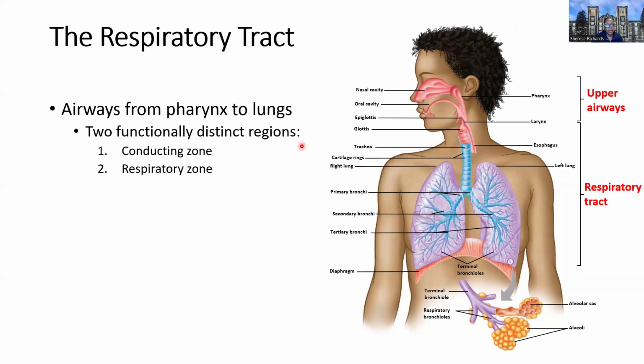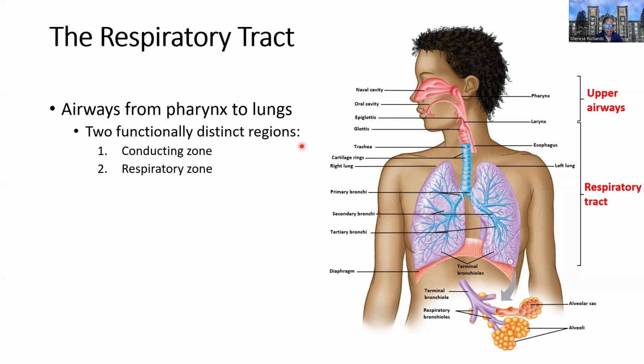Now we want to think about the functional distinction. That was more of a structural distinction, upper airway versus respiratory tract. The functional distinction is conducting zone versus respiratory zone. The conducting zone is where air is simply moving in. There's no exchange happening yet.